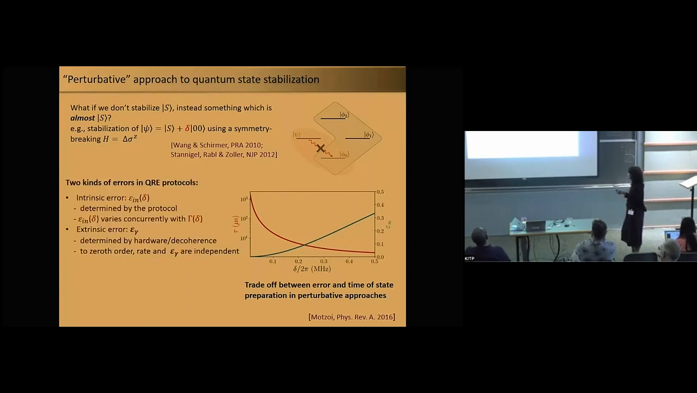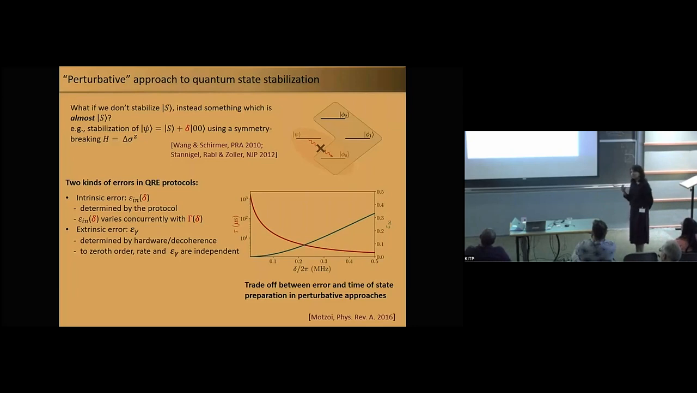So in that sense, this is the problem of all quantum reservoir engineering protocols, which I'm hopefully going to show in the coming slides is actually not a fundamental bottleneck. There's always an intrinsic error in these protocols, which is determined by the protocol itself, like for example the delta. And this typically scales with the rate of the stabilization.